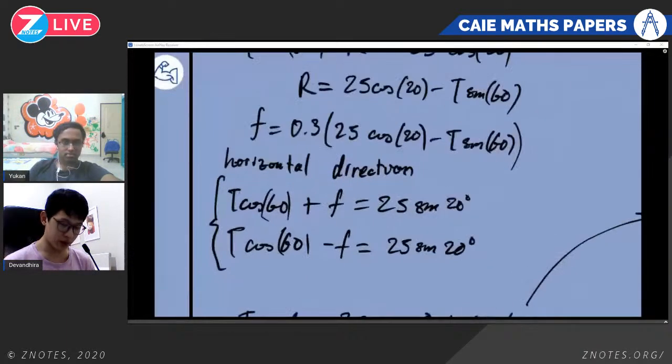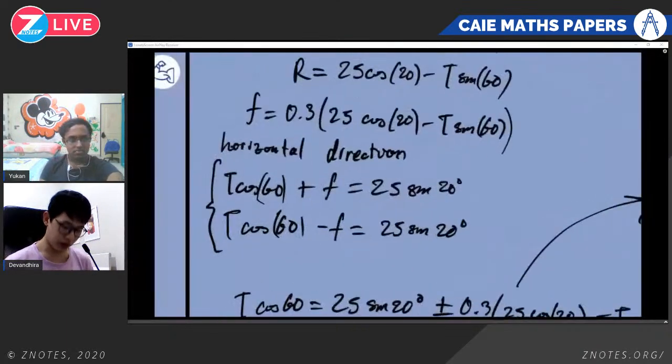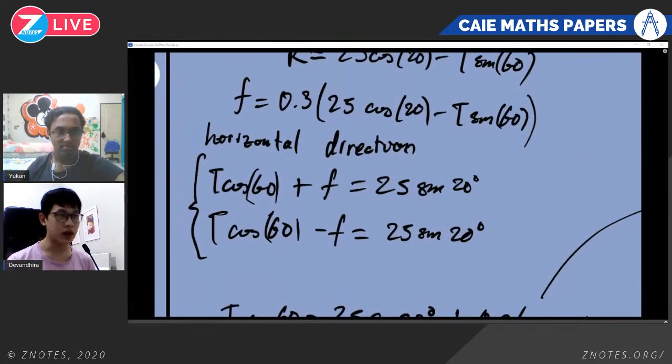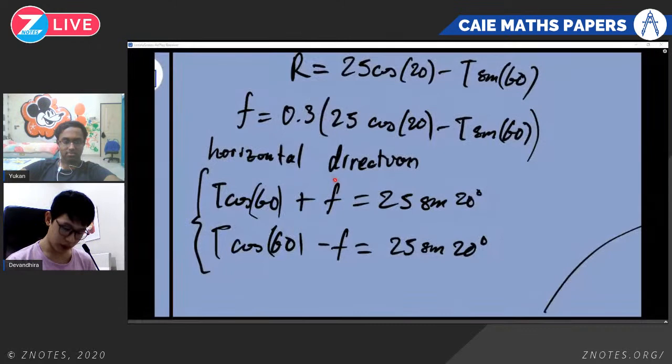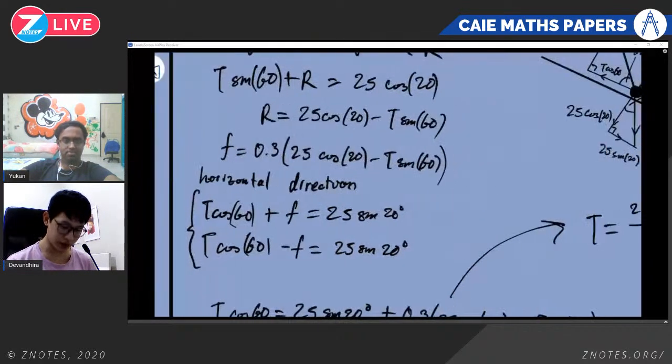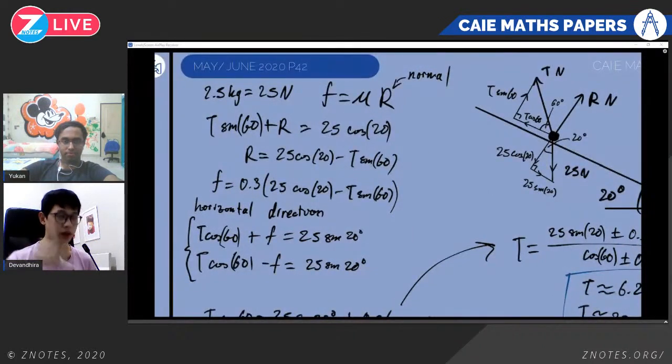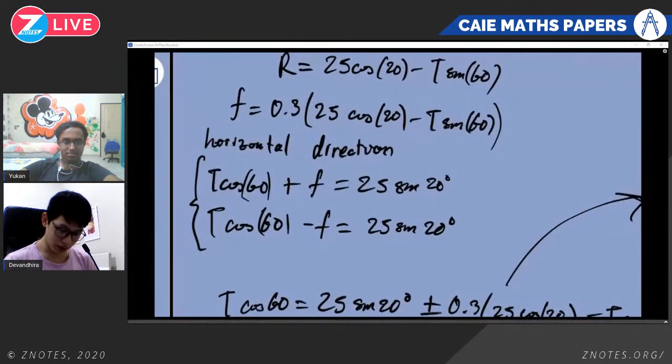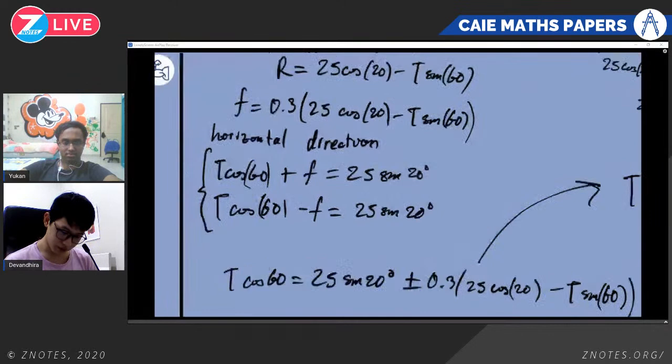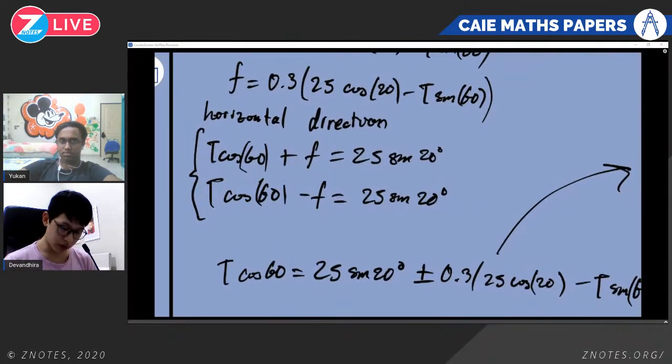Now this is where the trick comes into play. There are two possibilities. Either the friction is going up or the friction is going downwards along the plane. That's why I have two kinds of plus and minus. There's a plus and minus friction here because if the friction is going up, then it's a plus. If it's going down, it's minus. Do you agree with that? Right. So we have two possibilities here, and we can solve for each of them.